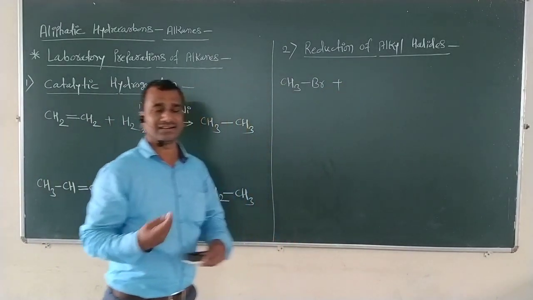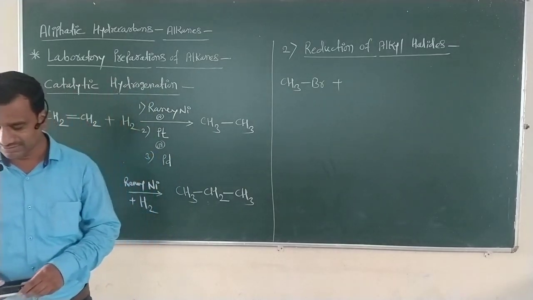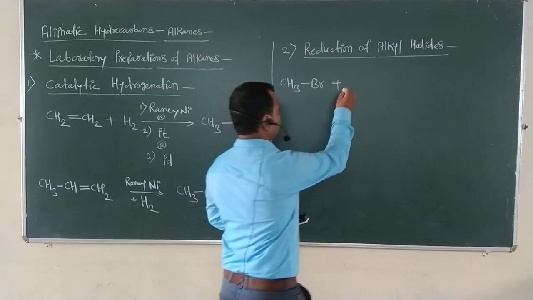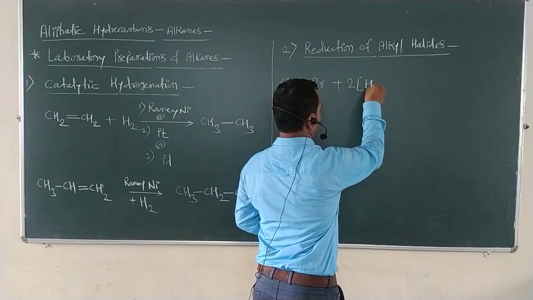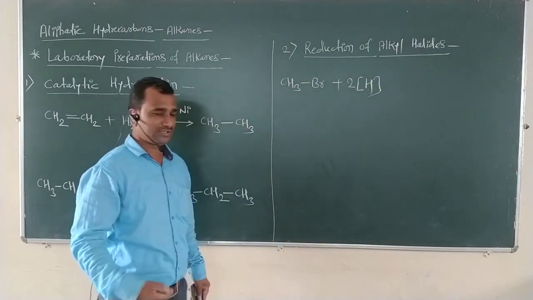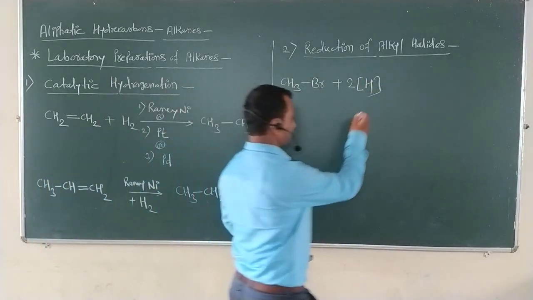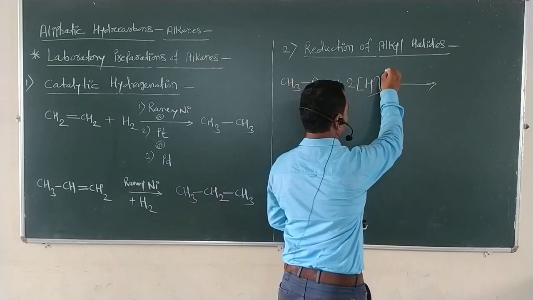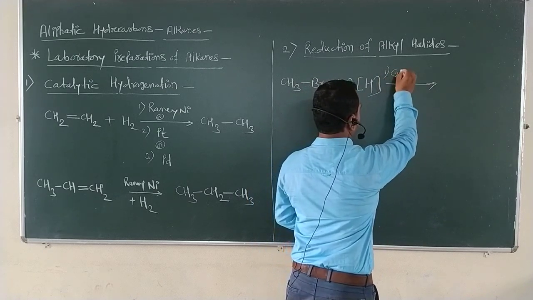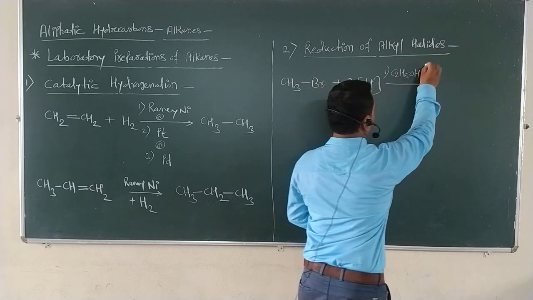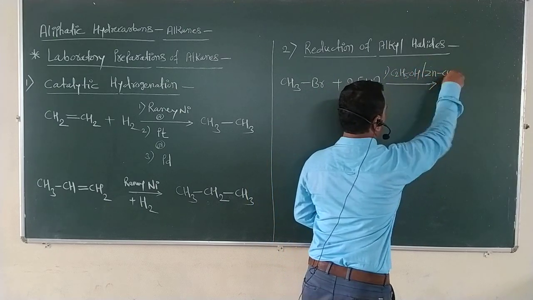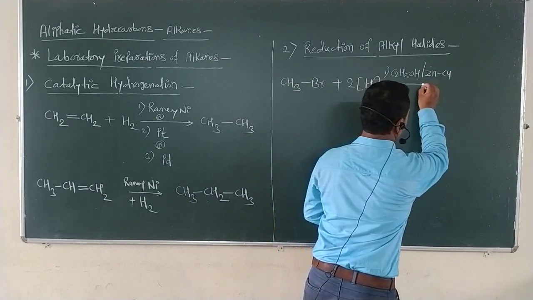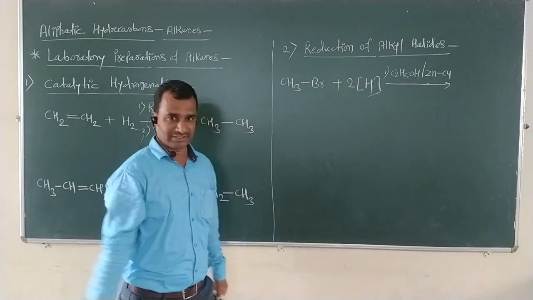Plus, we have to take the second reagent. What is that second reagent? We have to take 2 moles of nascent hydrogen. These two reactants can react in presence of either ethyl alcohol in presence of zinc copper couple. This is the first reagent you may use for this method.